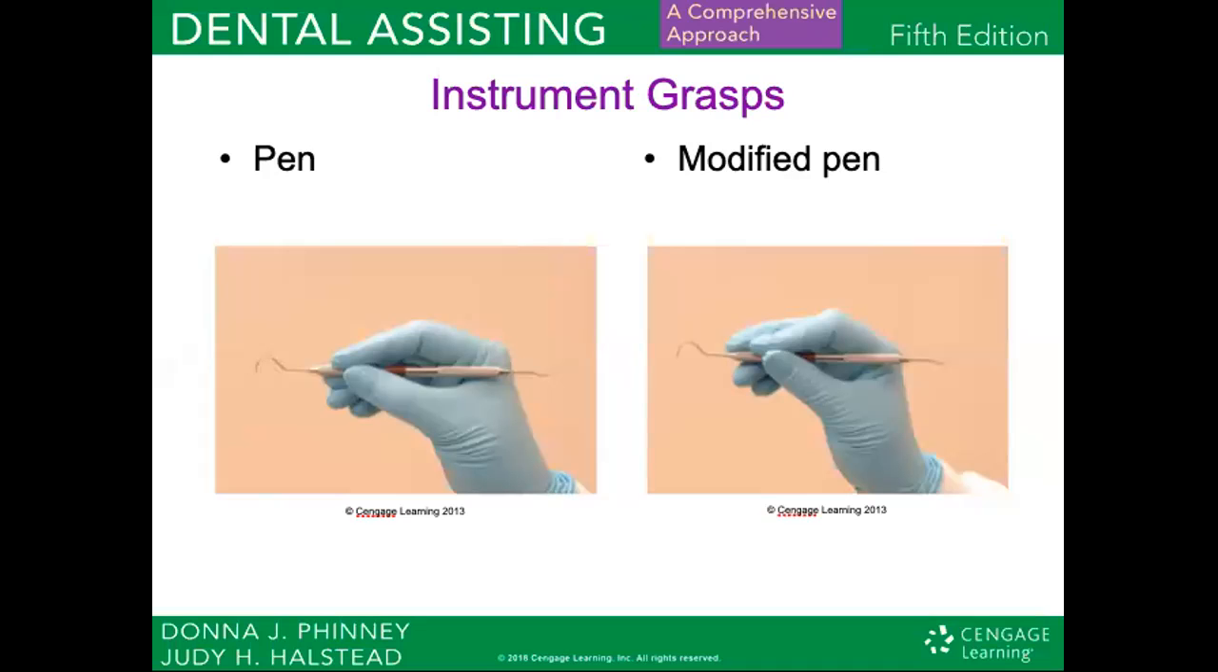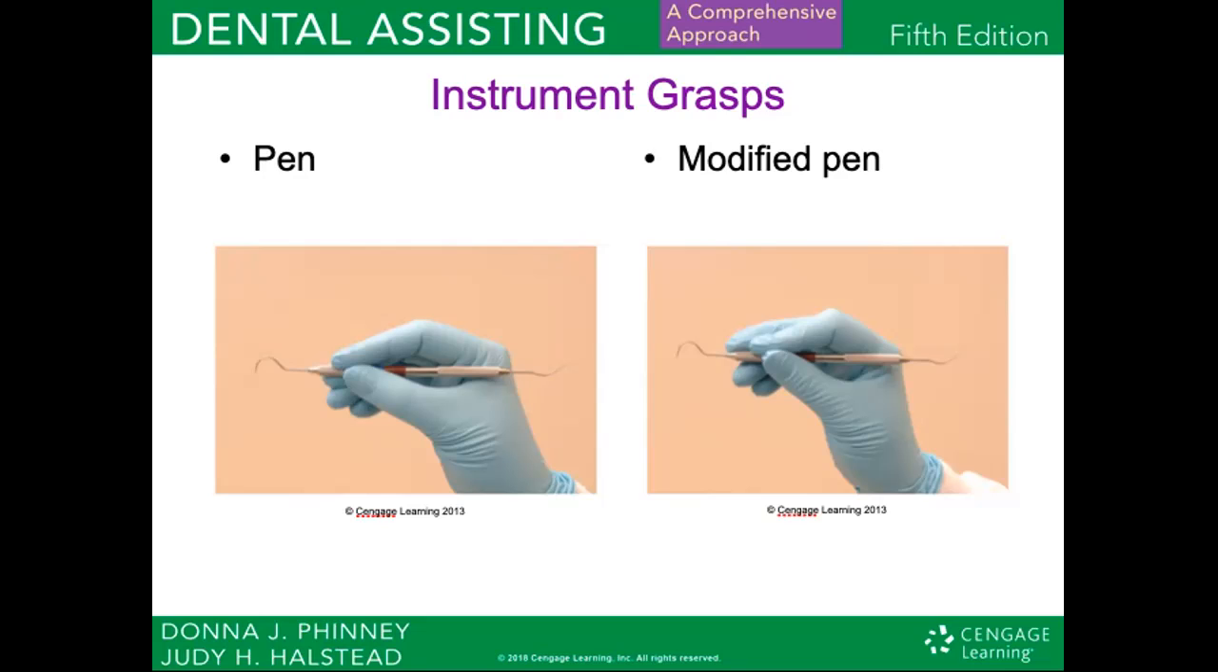So the way an instrument is held influences how efficiently the instrument can be used. Selecting the correct grasp allows the operator control of the instrument, greater tactile sensitivity, and reduces fatigue to the operator's fingers and hands. So the pen grasp is on the left-hand side of the screen that you see there. And with the pen grasp, the pad of the thumb and the pad of the index finger, with the side of the middle finger on the opposite side of the thumb, is where a pen is held.